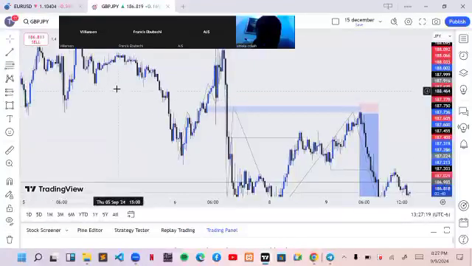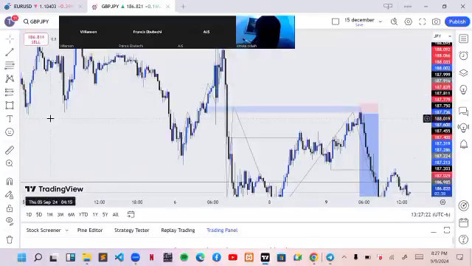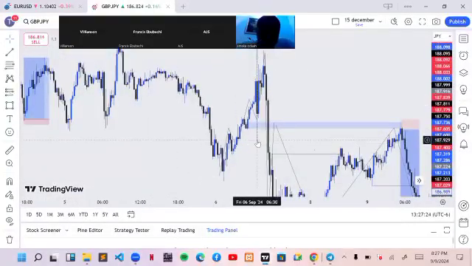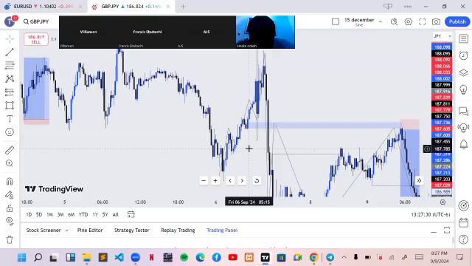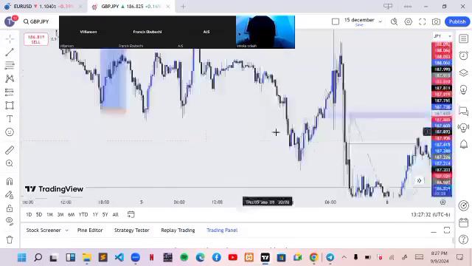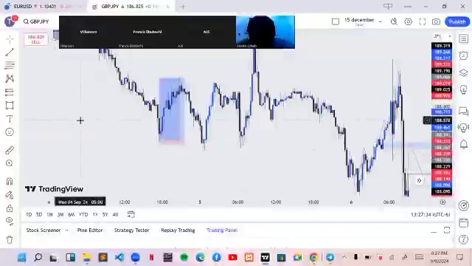Now, normally this is what I would have used as my breaker. If this wick was not here, I'm just ignoring this wick totally. You understand? I'm ignoring the wick because it does not function as anything. It's just, let's say, manipulation in the market. Do you understand?